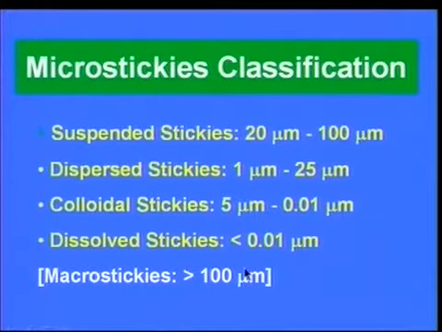As I said before, microstickies have not been distinguished in terms of the lower size or the smaller size. So we need to classify microstickies further based on the size as suspended stickies between 20 and 100 micron, dispersed stickies between 1 and 25, colloidal stickies, and the so-called dissolved stickies.